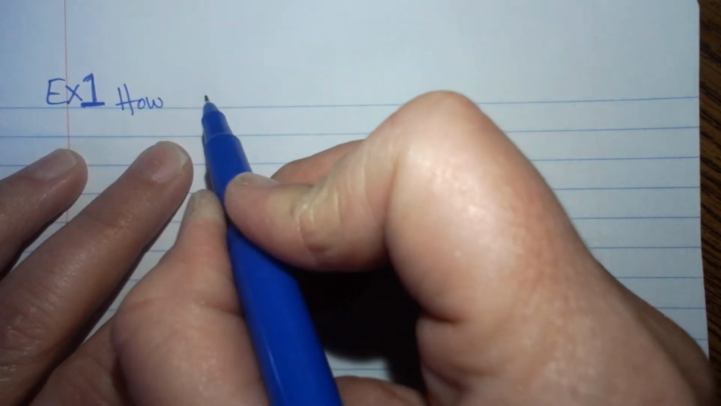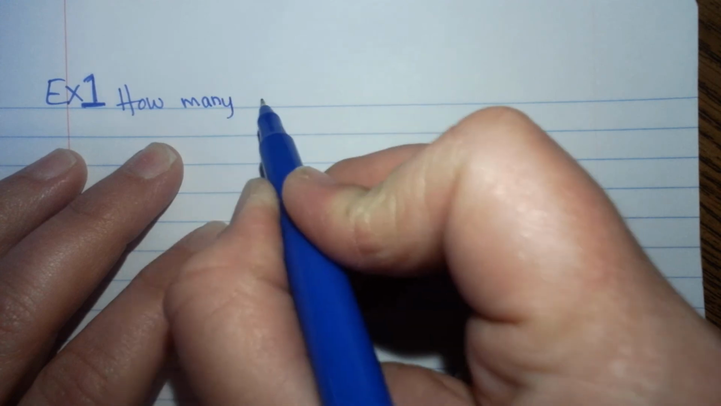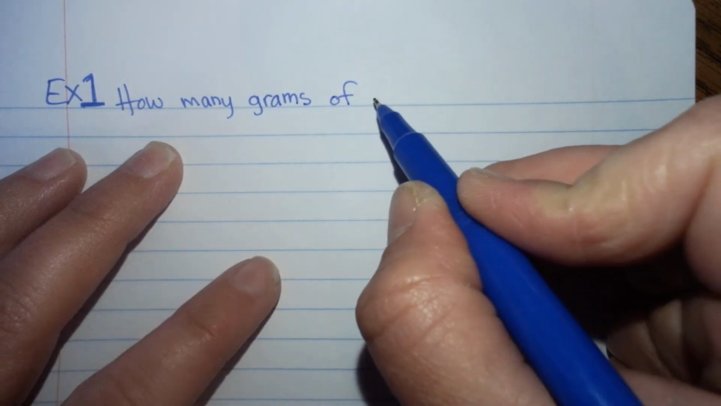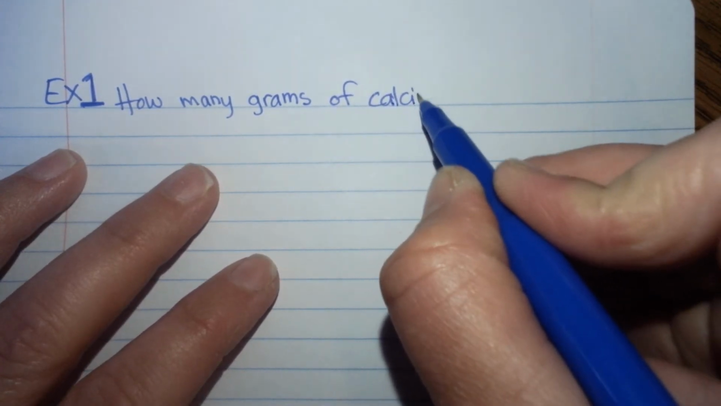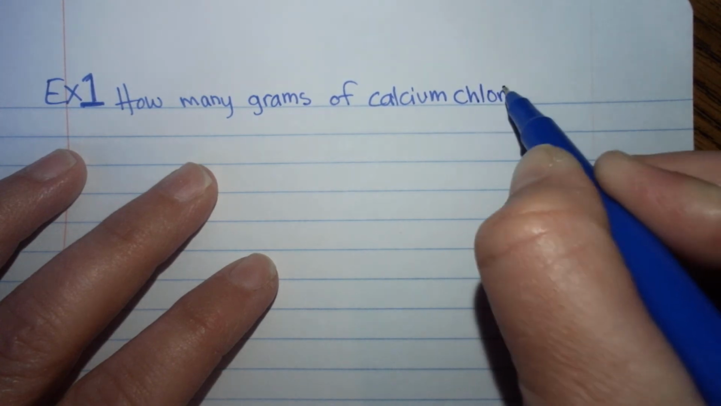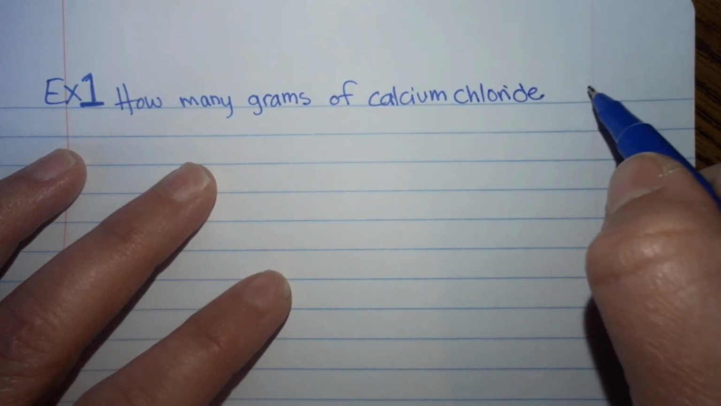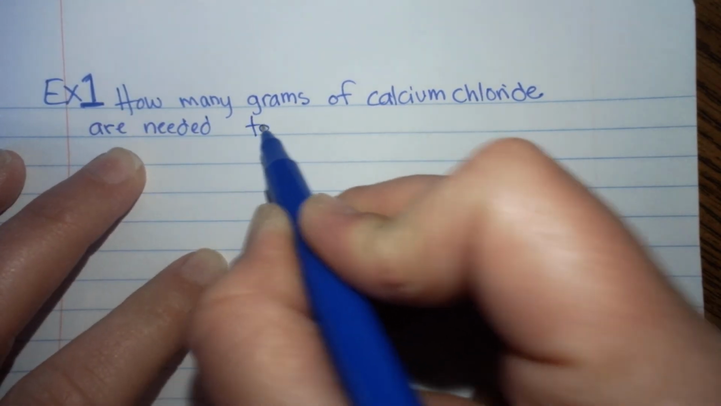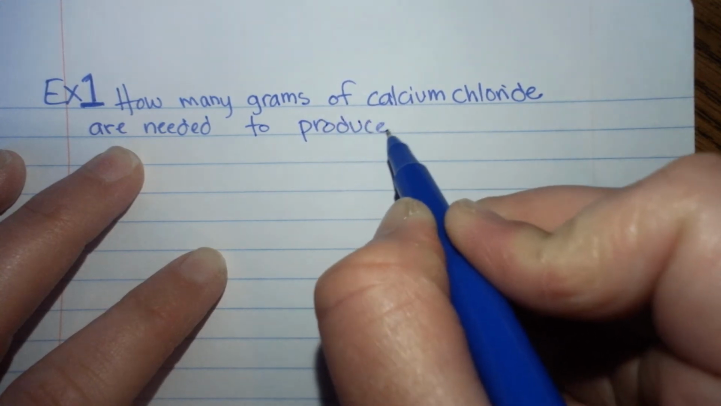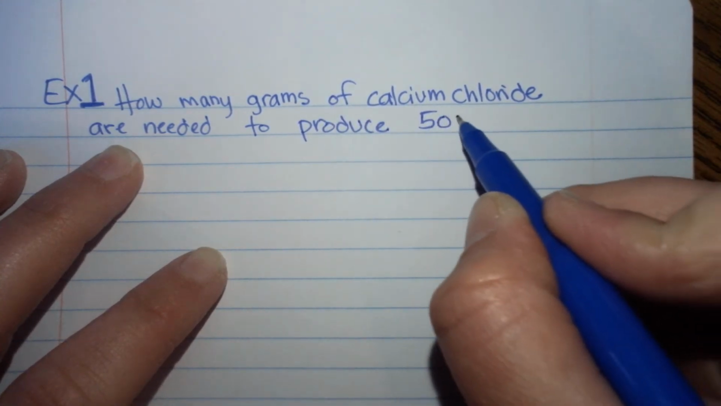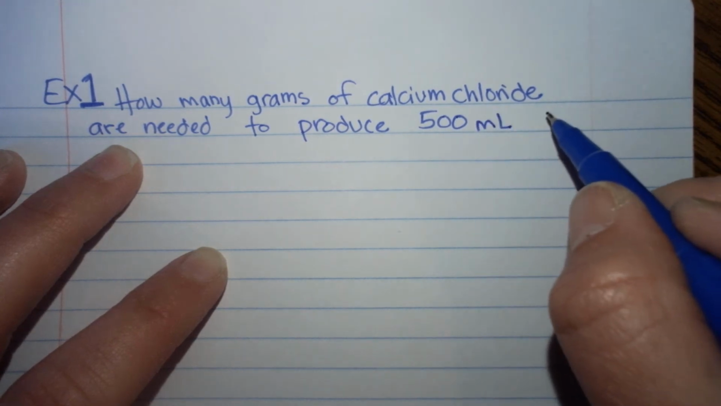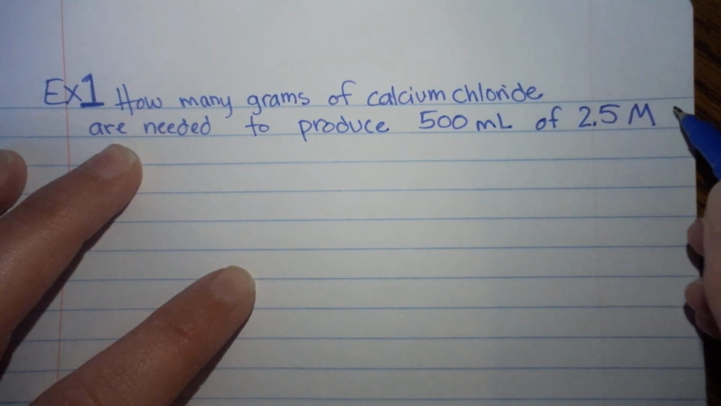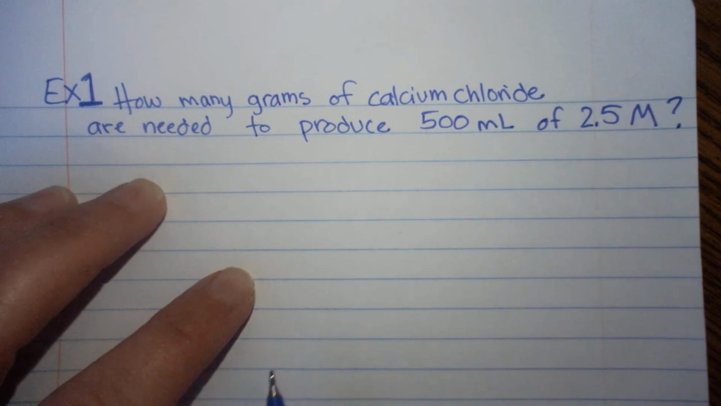So we're back to the math again. Let's go ahead and write that down. How many grams of calcium chloride are needed to produce 500 milliliters, so half a liter, of 2.5 molar solution. So we'll shorten that question just a little bit.